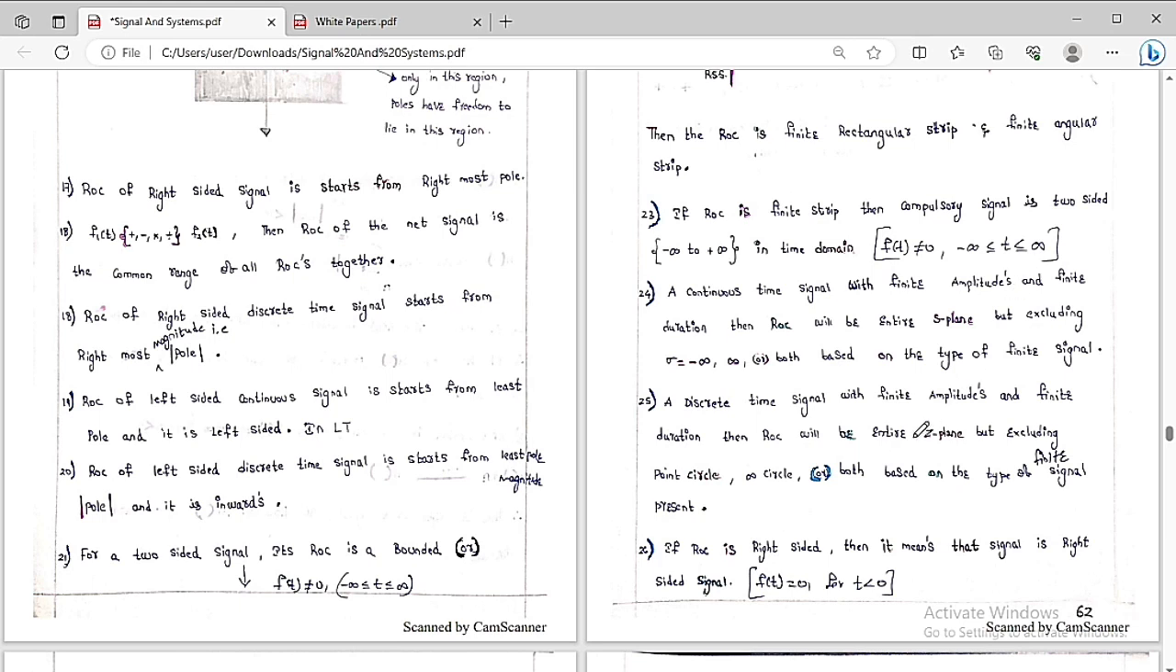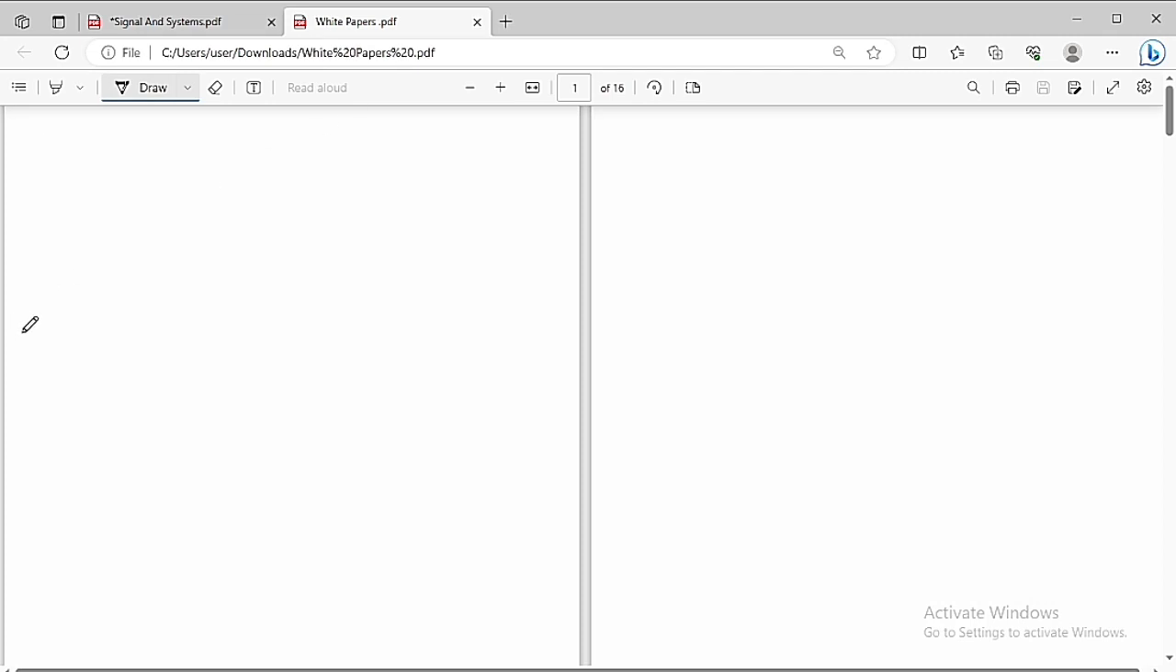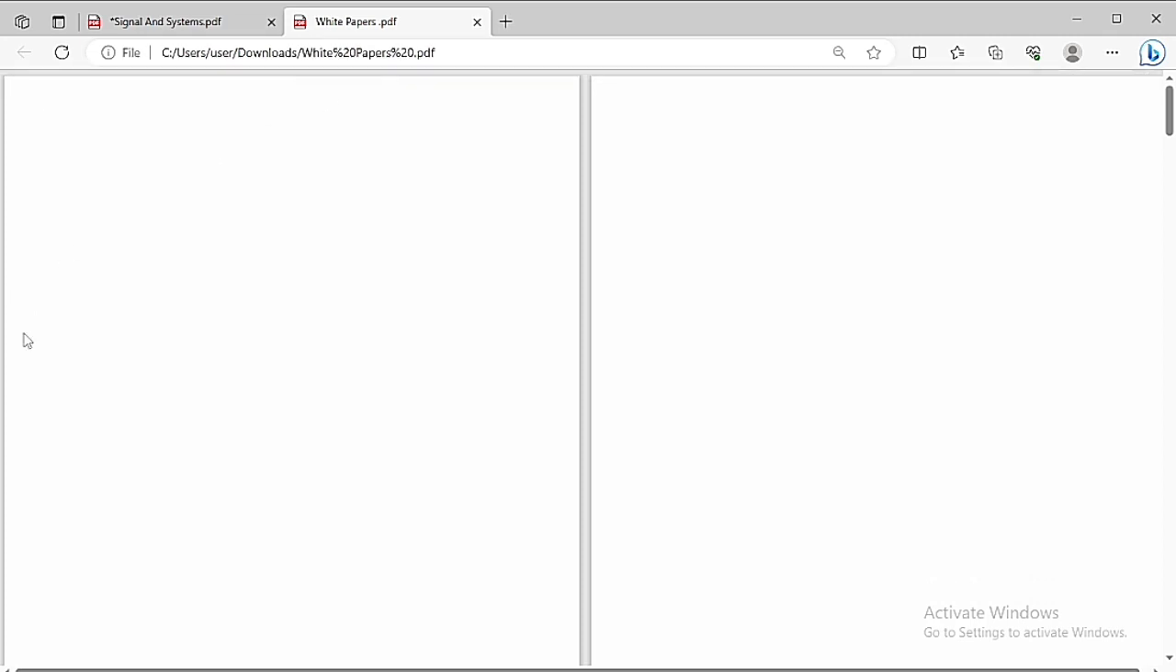Suppose you take a finite signal, a continuous time signal which has a finite amplitude and finite duration. Then what is the ROC? Its ROC will be the entire s-plane, excluding either sigma equal to minus infinity or plus infinity or both, based on the type of the finite signal. So let me write it here.